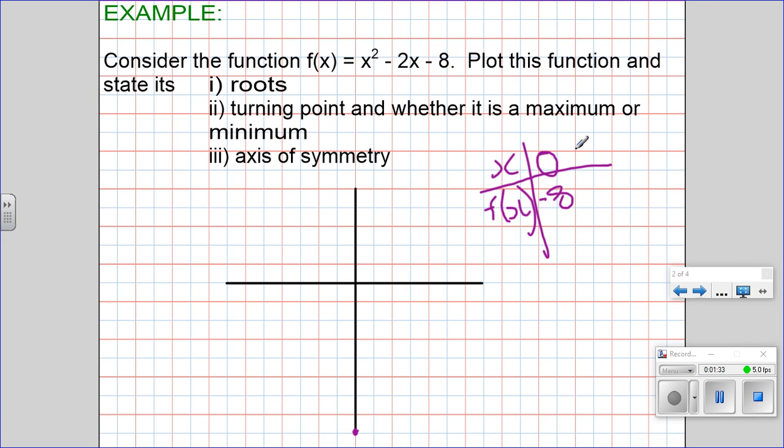Okay, so the next value I'm going to go for is 1. So I've got 1 squared, which is 1, minus 2 times 1, which is 2. So 1 minus 2, which is negative 1, minus 8, which is negative 9. So 1, negative 9. Oh, I'm not going to get that one.